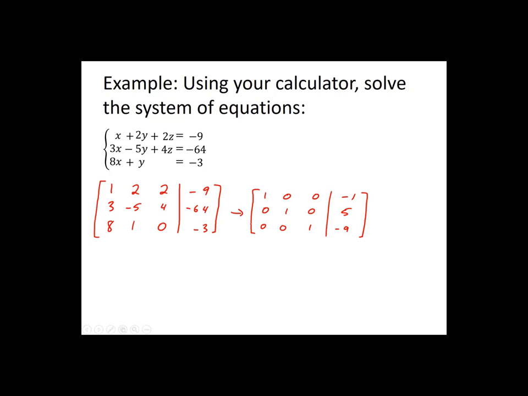Now, because I have this in complete reduced row echelon form, my values in the last column actually tell me my solution. My solution is x equals -1, y equals 5, z equals -9. As an ordered pair, or triple in this case, that would be parentheses -1, comma 5, comma -9, close parentheses. That's my solution.